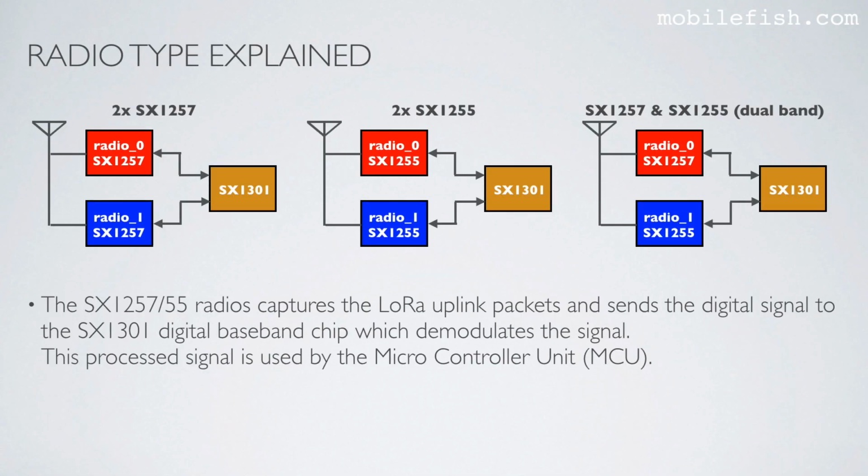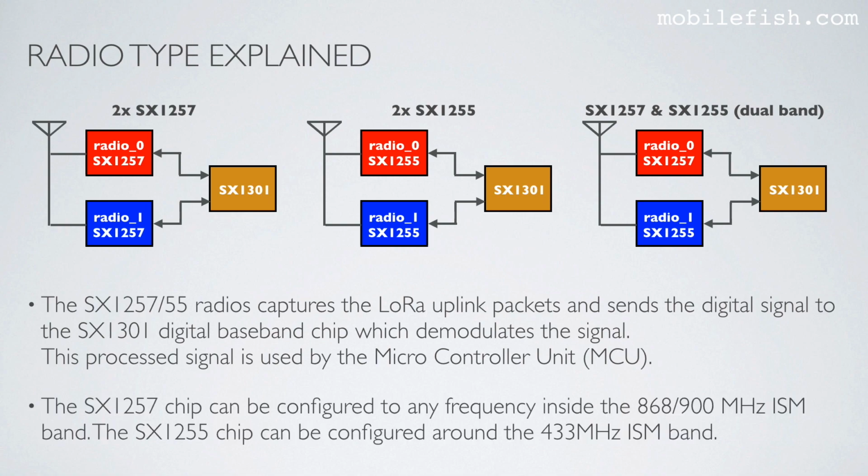The SX1257 and 1255 radios capture the LoRa uplink packets and send the digital signal to the SX1301 digital baseband chip, which demodulates the signal. This processed signal is used by the microcontroller unit. The SX1257 chip can be configured to any frequency inside the 868 or 900 MHz ISM band. The SX1255 chip can be configured around the 433 MHz ISM band.